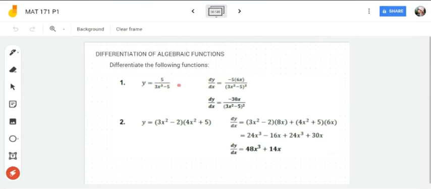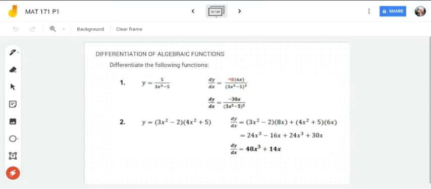So this is 3x squared minus 5, and then you multiply it by the derivative of 5. The derivative of 5, or your constant, is 0. So 3x squared minus 5 multiplied by 0 is 0. So that will become 0.